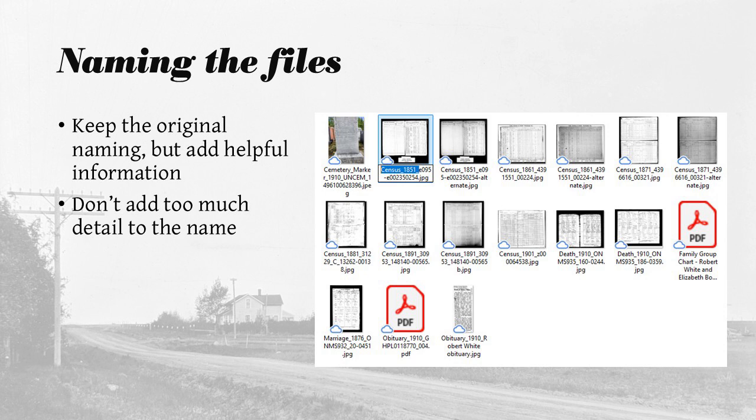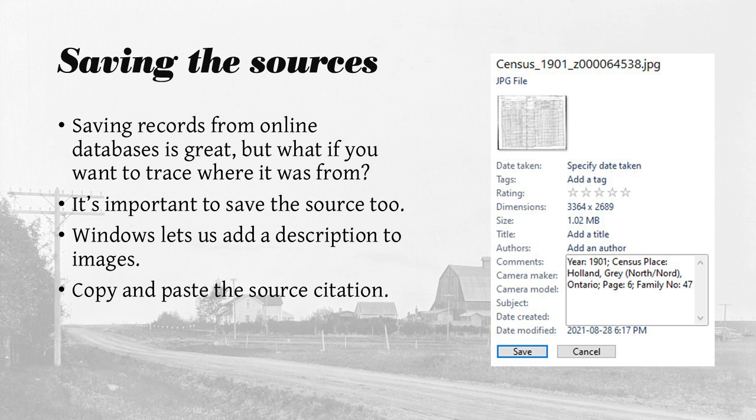I know other genealogists and YouTubers recommend much more specific names, but I found this works best for me. I name the file based on what it is and not who it's about. I'll know who it's about because it's saved in their folder. After we've saved the file, we can attach other helpful information to the images. I recommend saving the source citation in the image metadata.